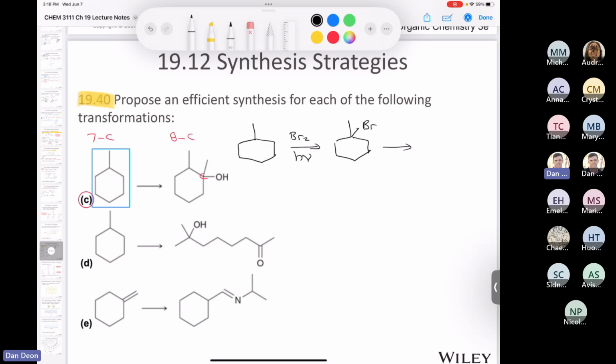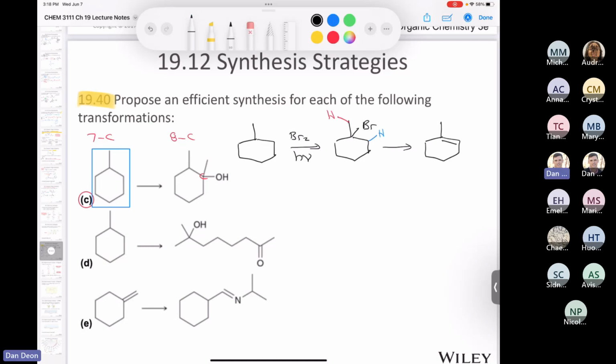Now, if anybody has tried this ahead of time, the next thing, I'll give you a clue, is going to be an elimination. Would we want to make the Zaitsev alkene or the Hofmann alkene in this case? Because there are 2 possible beta protons, right? There's this beta proton in red, and there's this beta proton in blue. I want to make the more substituted of the 2, which is the Zaitsev product. Exactly. So I want to make this product, where I've got the double bond here.